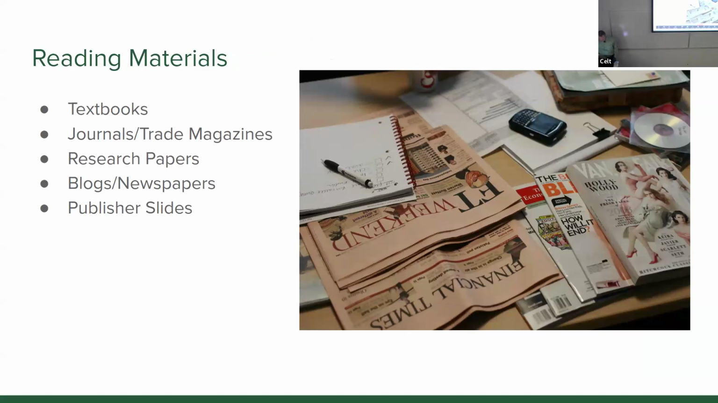Reading materials. Again, as I said earlier, you really want to have primary resources that are focused and relevant to the course objectives, but it's perfectly fine to have secondary or optional materials that are broader. And of course, our main spot is a textbook. I always like to remind people that there are a lot of OER options out there, which can really make life easier for the financials of our students. We have journals and trade magazines, academic research papers, blogs and newspapers, and of course, publisher slides. We've talked about them several times, but they do have their place.